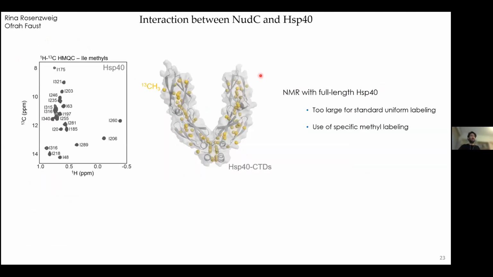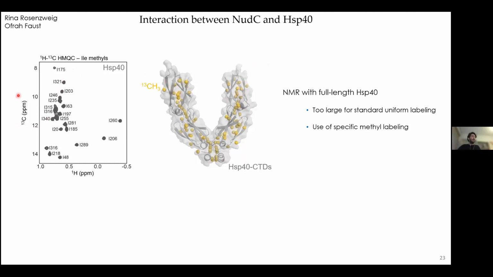Now we can also look the other way around. We can look at HSP40 labeled by NMR and add unlabeled Nazi on top of it. But HSP40 is a large protein. It's around 80 kilodaltons since it's a dimer. So it is too large for standard NMR. We have to use methyl labeling, specific methyl labeling, where we only look at the methyl groups of specific residues such as isoleucine, leucine, and valine.